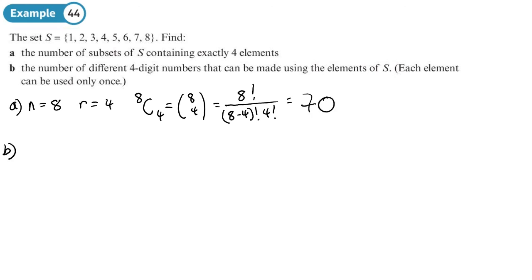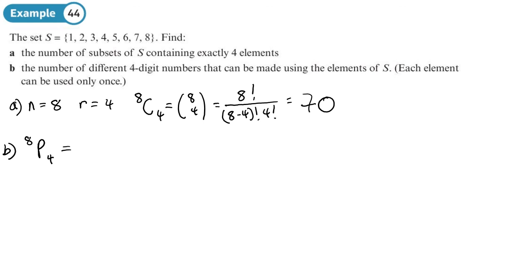And in part B, it says the number of different 4-digit numbers that can be made using the elements of S. Each element can only be used once. Now, whenever you get a question that says the number of 4-digit numbers or the number of different numbers that you can make, this is permutations. So this is the number of permutations of 4 out of these 8 digits that we have. And because we don't have 0 here, we don't need to worry about whether it's got 0 at the front. So this is fine. We don't need to do any other work than that.